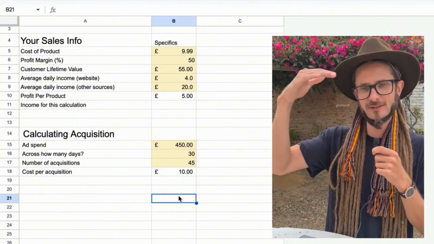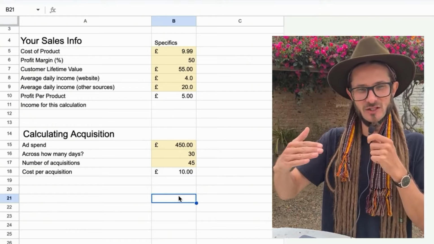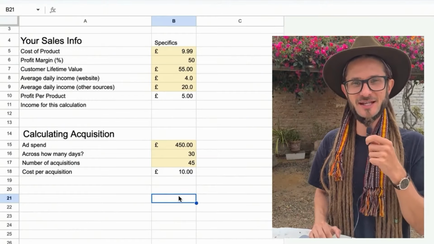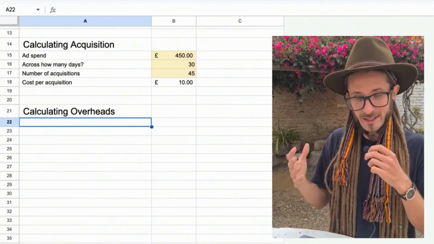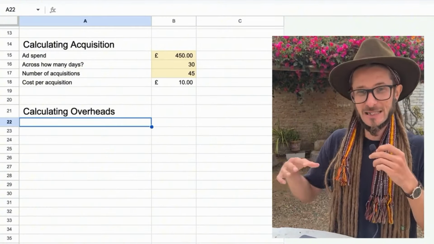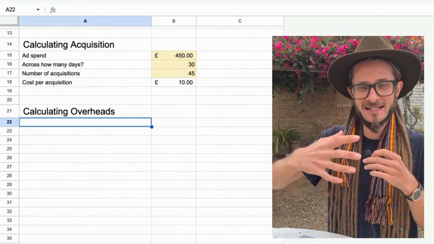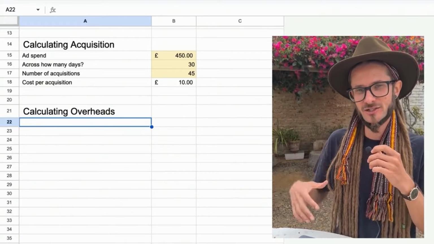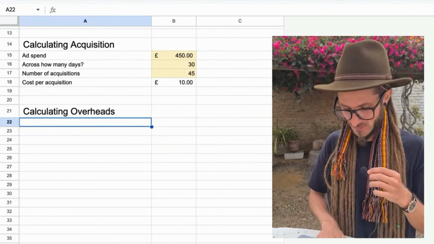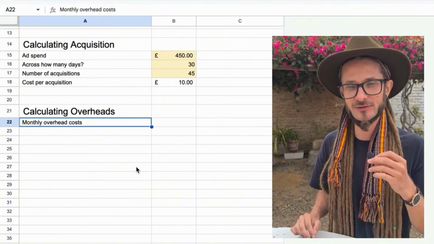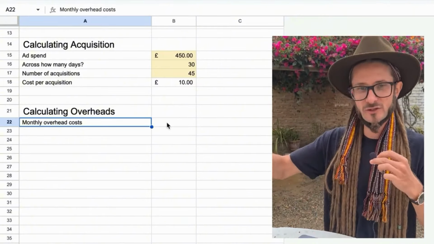Now we've looked at the sales information, we've looked at the acquisition information, and now we're going to go to the next section of the spreadsheet. In this section, guys, we need to be looking at the overheads, okay? Like, what is the business spending on? And we need to take all of those expenses and all of the business income into consideration in order to make this calculation, okay? So there's one field that we need answering here, and that is the monthly overhead costs, okay?